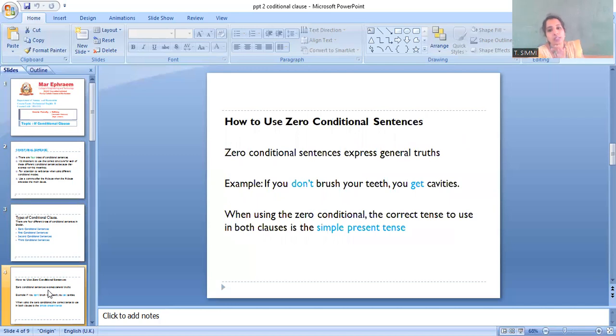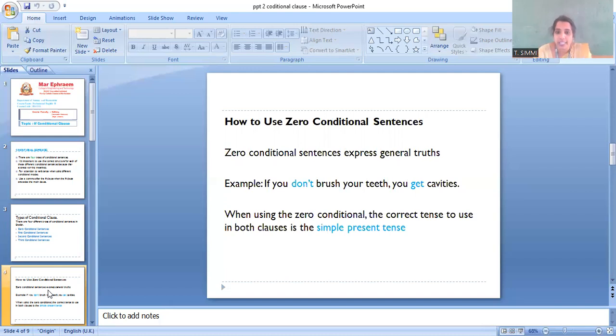So what do you mean by zero conditional clauses, and where do we use zero conditional sentences? It expresses general truths. When we use the zero conditional, we have to use the correct tense in the if clause as well as the main clause. We have to focus only on the simple present tense format. We should not use past continuous, past perfect or past perfect continuous. We have to use simple present. See this example, and you will understand.